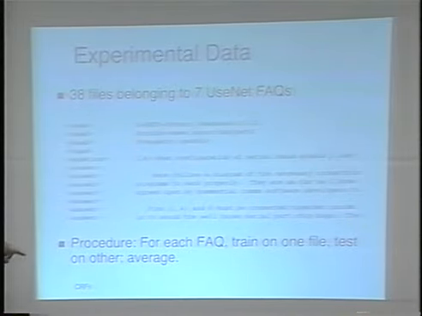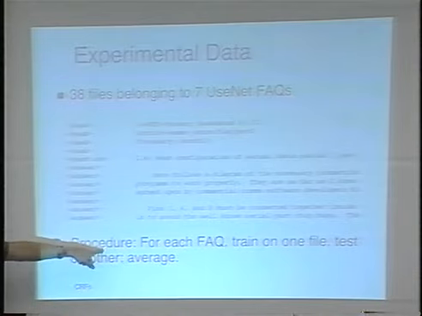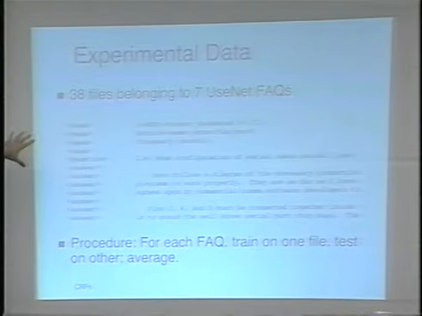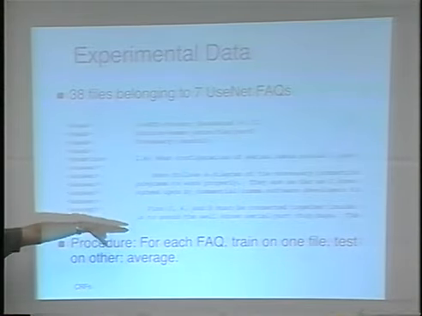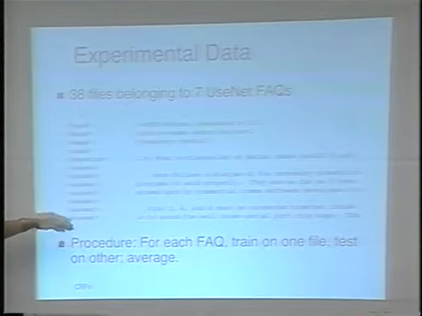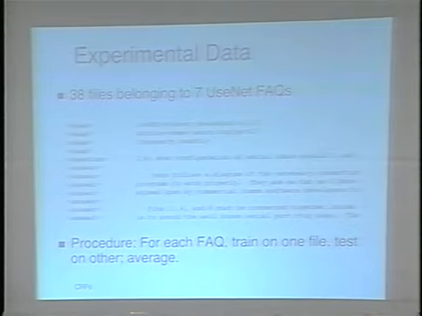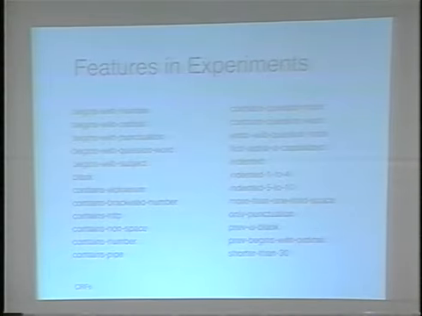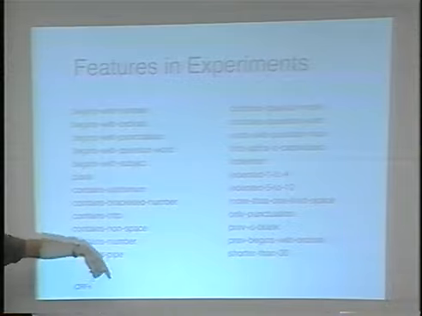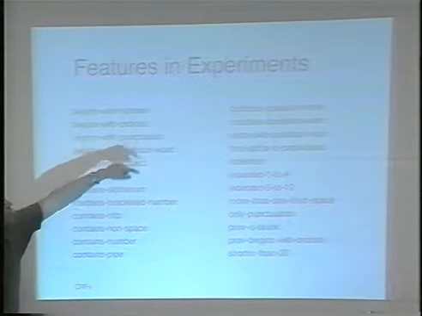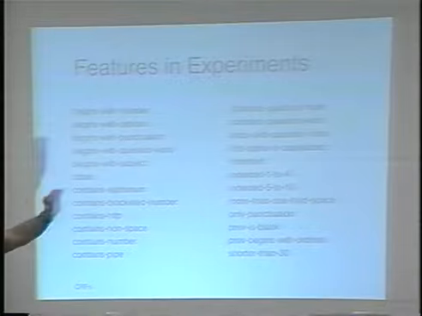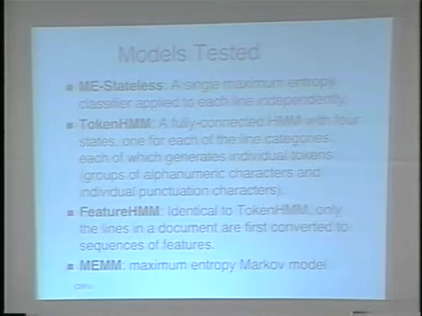For the results I'm going to describe, for each FAQ we have a bunch of 38 files, train on one file and test on the other, as an average. And we use a bunch of features that seem appropriate. Things like the line begins with a number, and so on, it contains a question mark. The features are all in terms of lines, because lines seem to be the right unit for the internet FAQs.